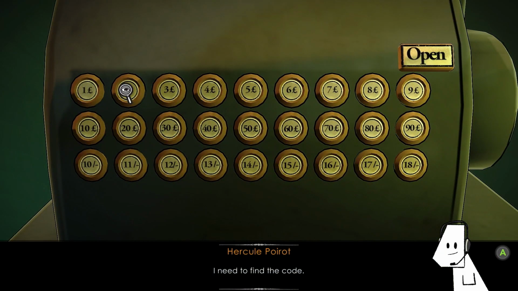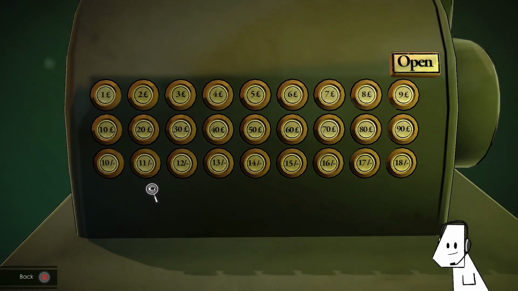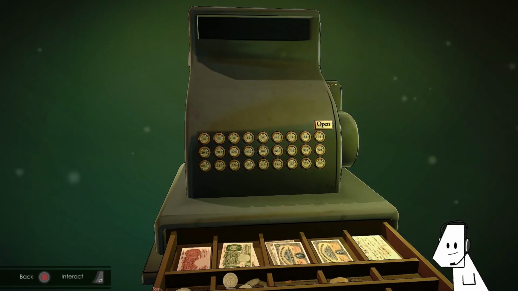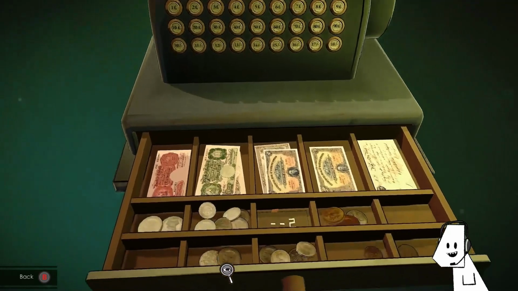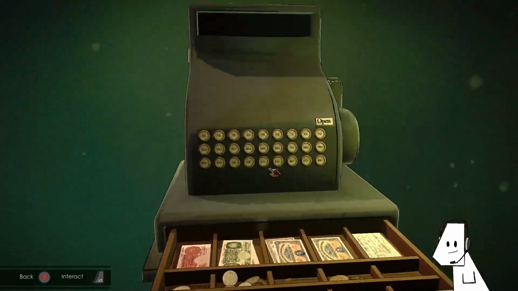I need to find the code. The code. He needs to find the code, okay. Oh, this is going to be difficult. So, blank 2. Where could the code be hidden? Money looks like we can't move it. Is that right? Just going through all of it just to make sure. We interact with it, it doesn't open.